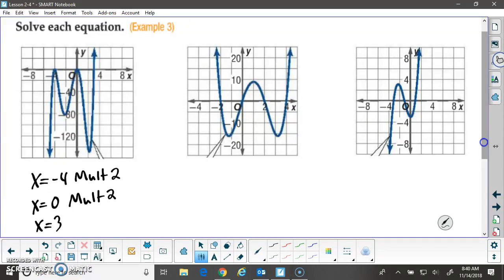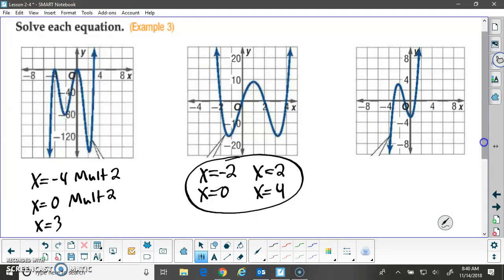You can see the middle graph, we've got 4 x-intercepts. So to solve it, we would just say -2, 0, +2, +4. And then the very last one, we got 3 x-intercepts. So to solve it, we'd say it's x equals -3, because it crosses at -3, -1, and also at +1.